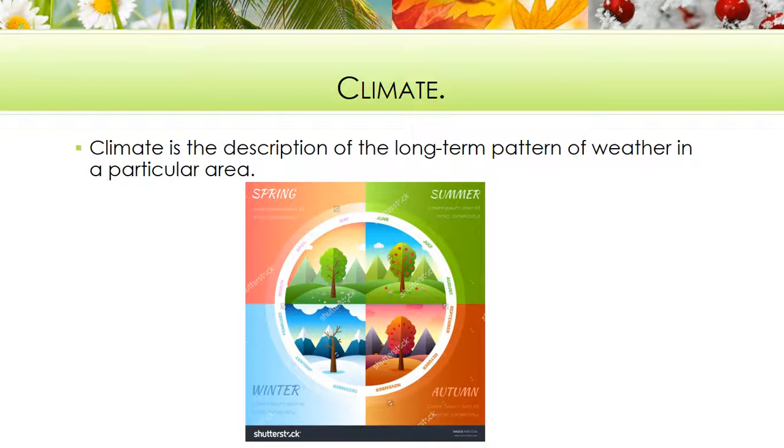But climate. Climate is the description of the long-term pattern of weather in a particular area. It means, for example, the seasons of the year. For a specific time, we have sunny days, cold days, rainy days. It is climate. Climate is the sequence of a particular weather. As I told you, in spring we have the sequence of sunny days, or in winter we have the sequence of cold days. It is climate.